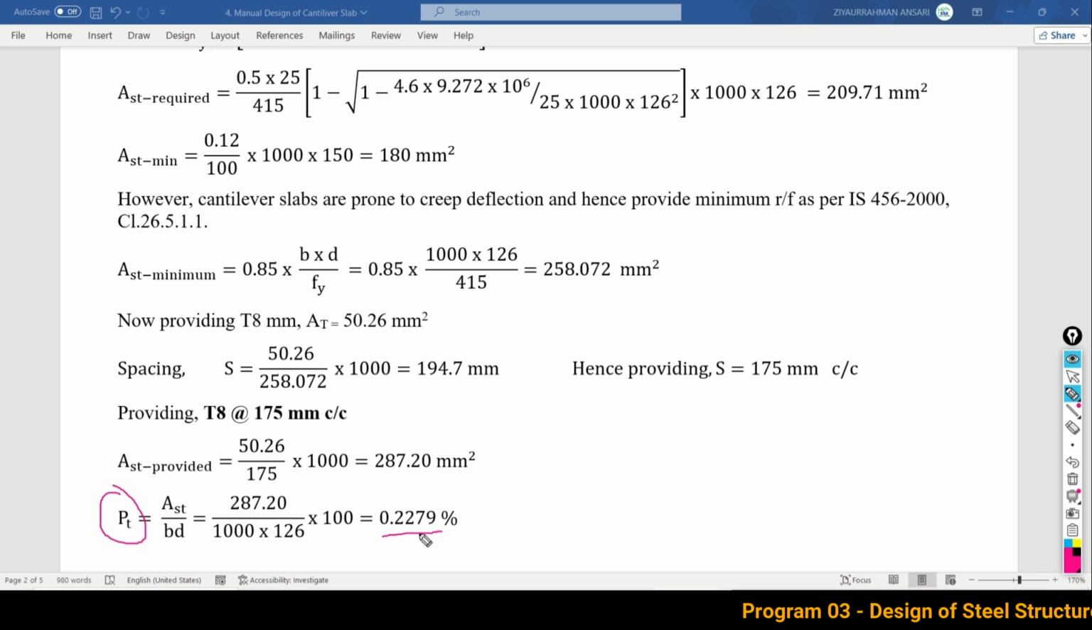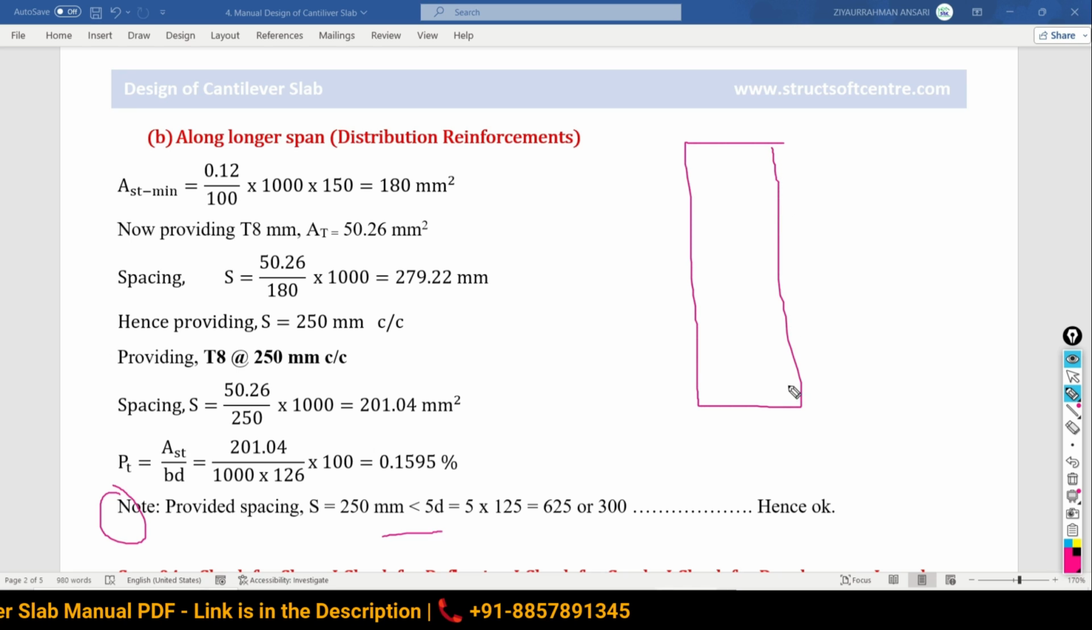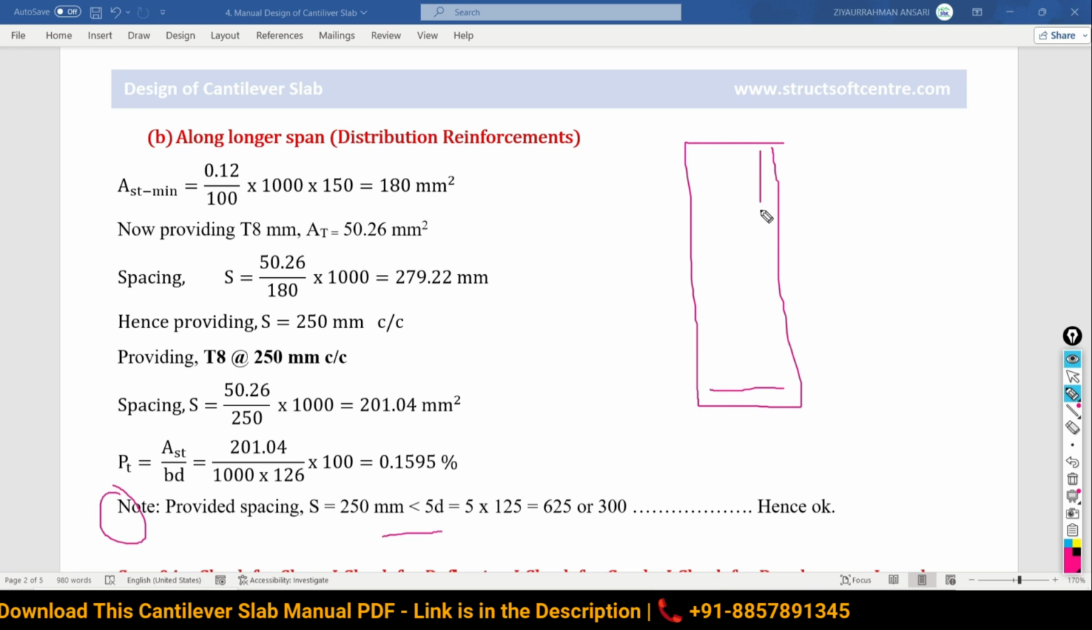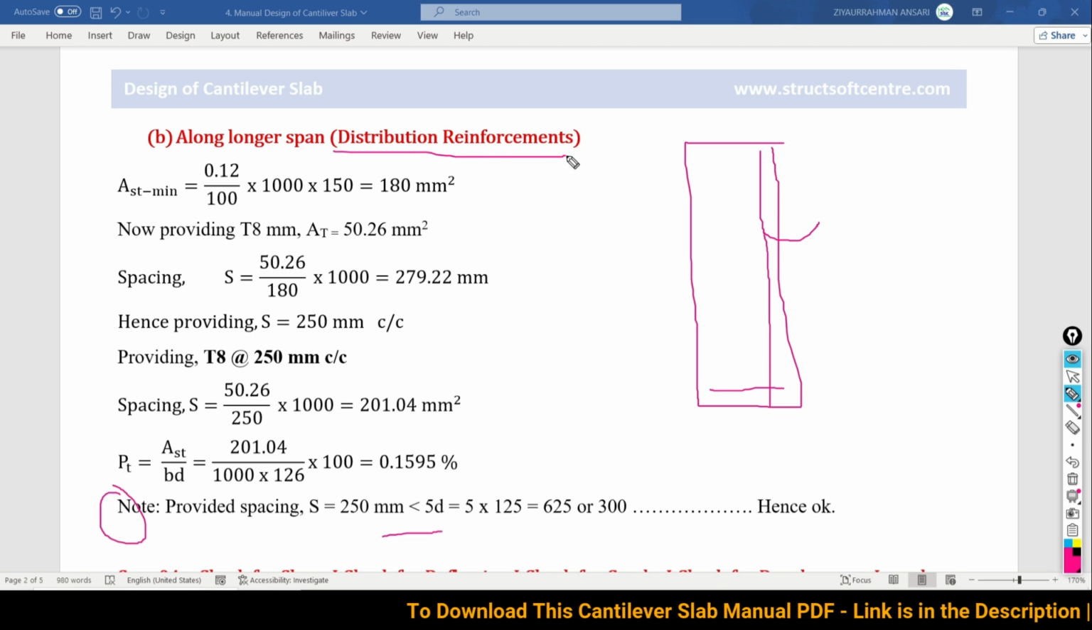So this much percentage of reinforcement is available for a 1 meter span, right? Then the same calculation we have to do for the longer span. We have done the calculation till now for the shorter span. Now I'm going to do the calculation for the longer span, and that reinforcement is called distribution reinforcement.